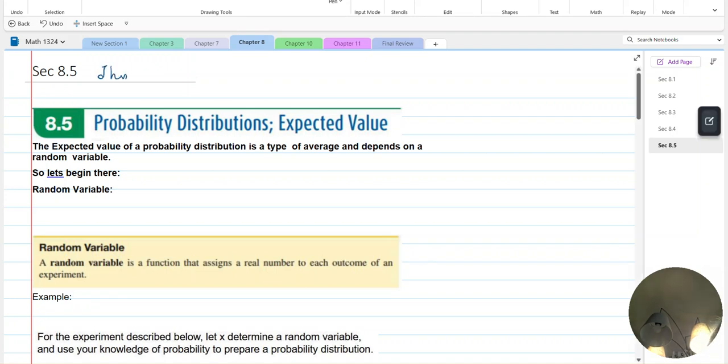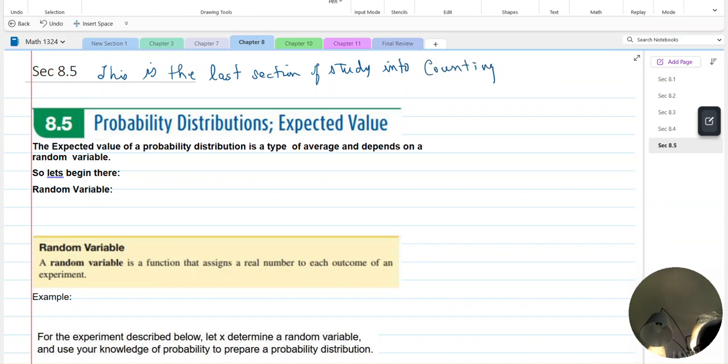This is the last section. Study into counting systems, probability.